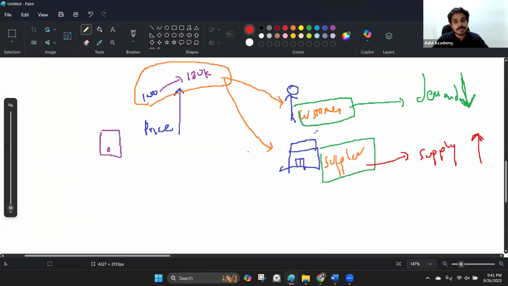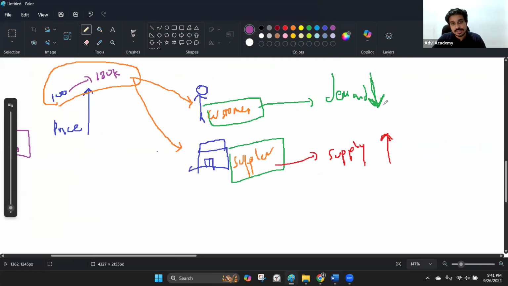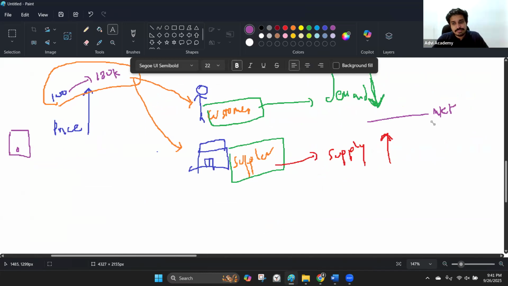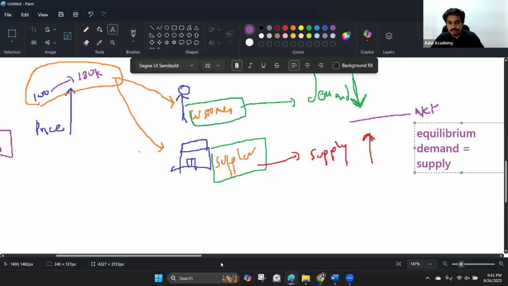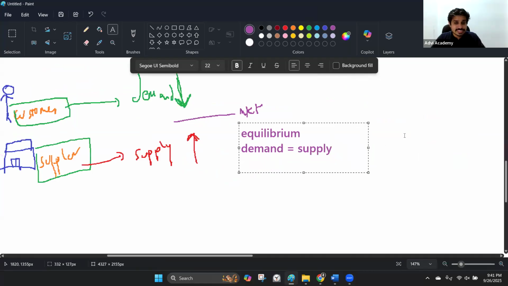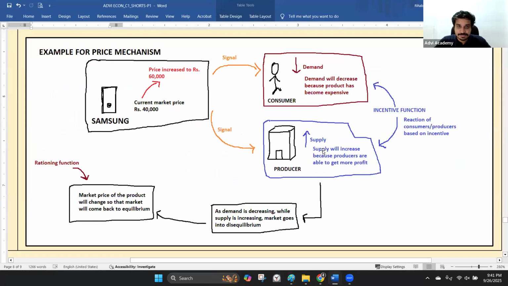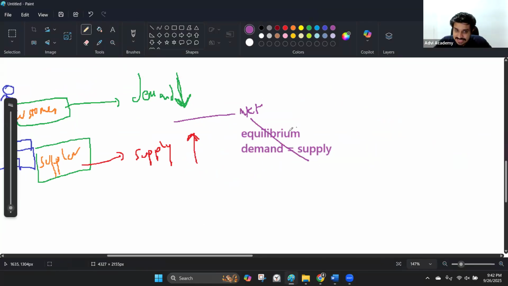That is a big problem in the market right now, because in chapter 2 we will learn something called market equilibrium, where demand and supply have to be equal in the market. Then only the market becomes equilibrium. So market equilibrium means demand is equal to supply. But now, is demand equal to supply? No, demand is coming down, supply is going up. People don't want to buy, but more and more goods are coming into the market. The market goes into disequilibrium.